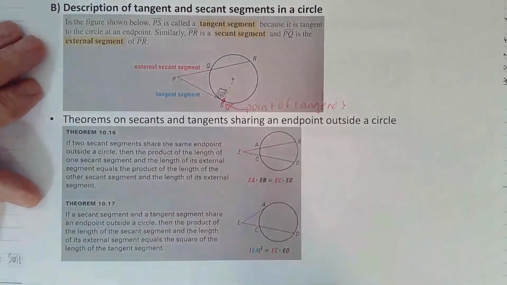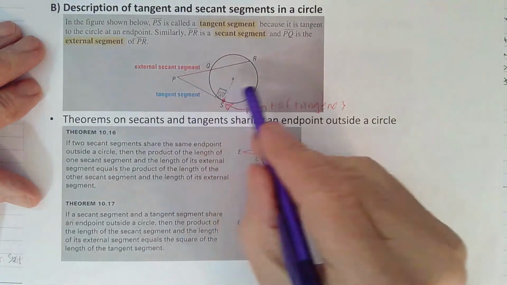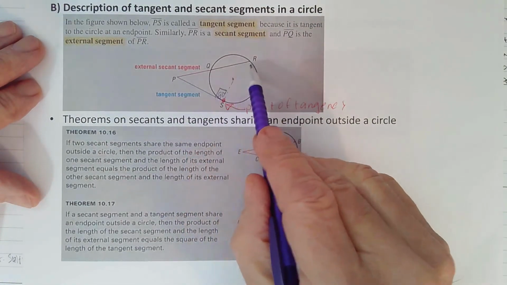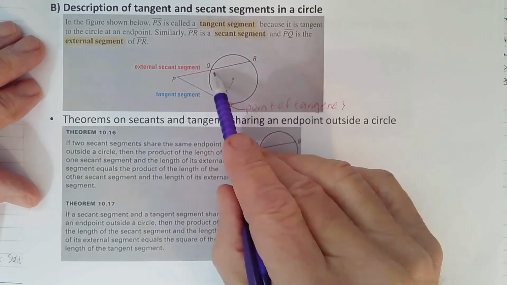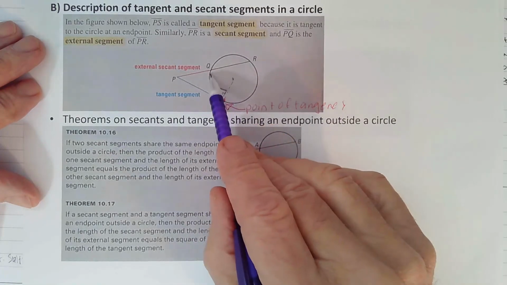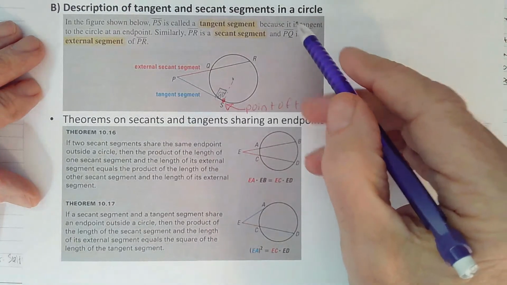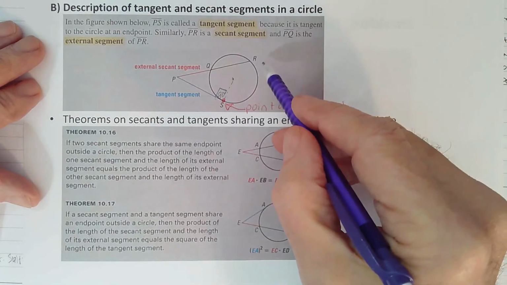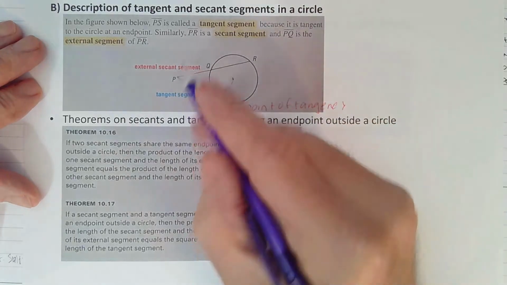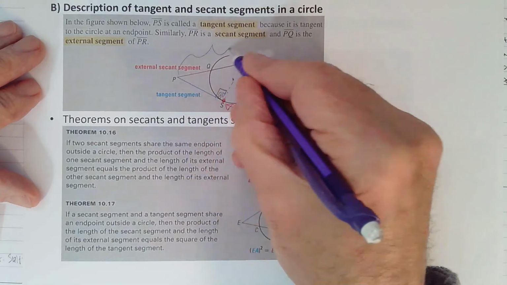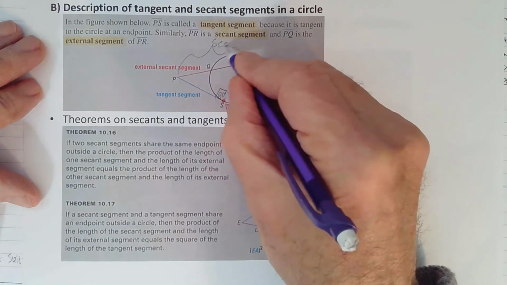Okay? And then the secant segment, as I said, starts on the outside, but then it goes all the way through the circle, and it has 2 endpoints there at Q and R. So the secant segment contains an external segment. This is the external segment here. And then the whole thing is the secant, or secant segment.